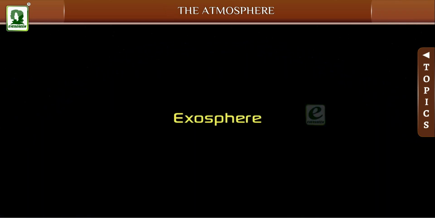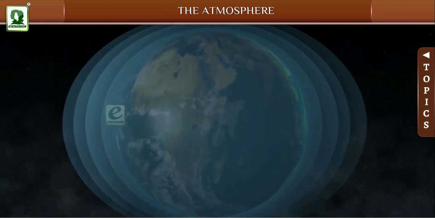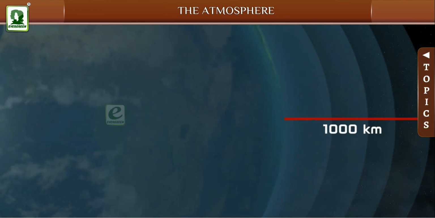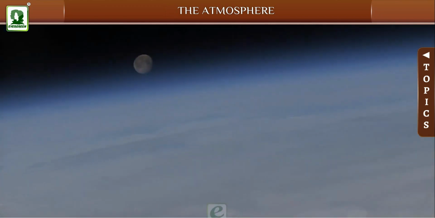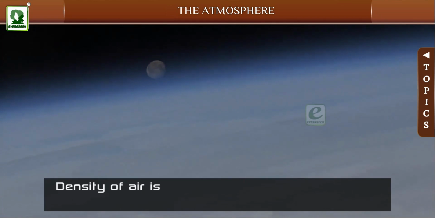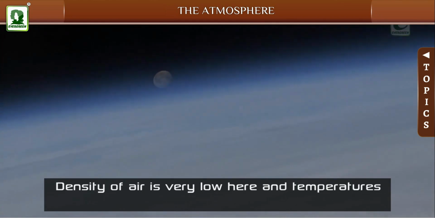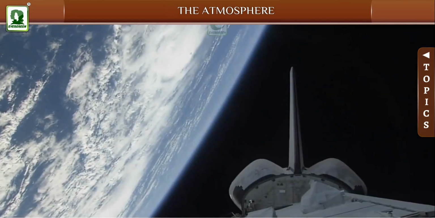Exosphere. The uppermost layer of the atmosphere is known as exosphere. It extends up to 1000 kilometers. Light gases like helium and hydrogen float into the space from here. Density of air is very low here, and temperatures go up to 4500 degrees Celsius. Beyond this layer is outer space.